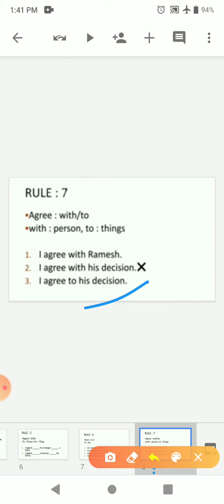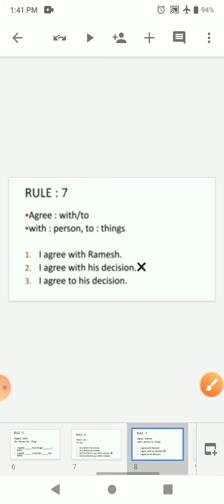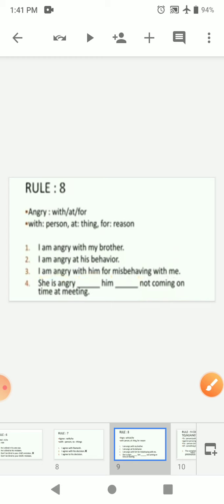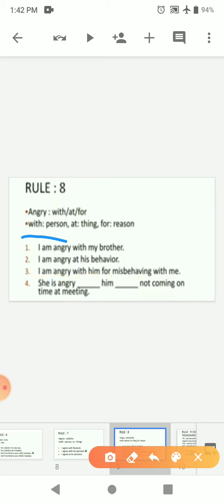So in such cases we use to. Then we have rule number 8. Rule number 8 is about this word angry. So angry either takes with, at, for. So we use with, like in agree. Similarly here, when we are referring to a person to whom I am angry, directly referring to a person, it takes preposition with. Referring to a thing, it takes preposition at, and mentioning any reason, it takes preposition for.